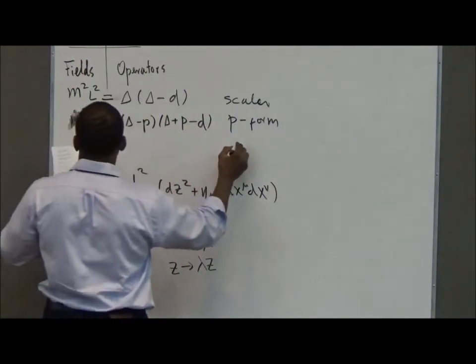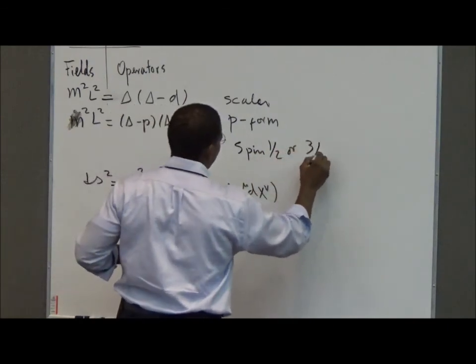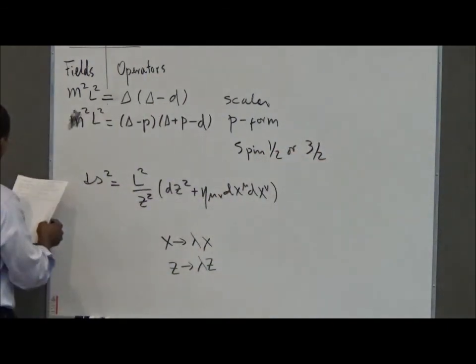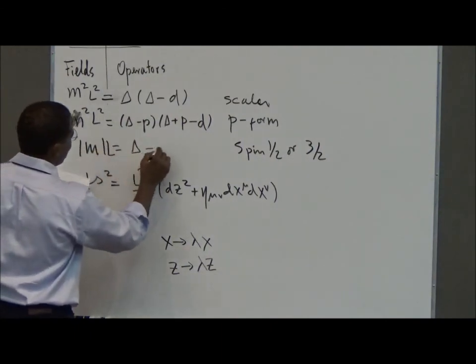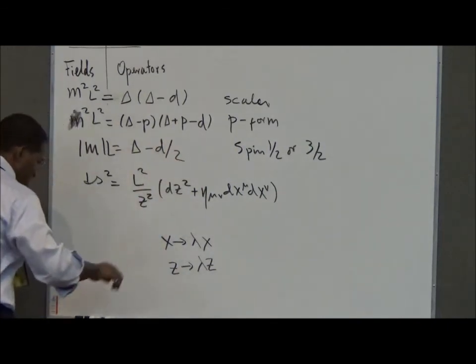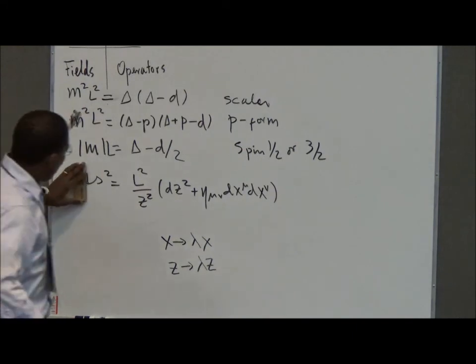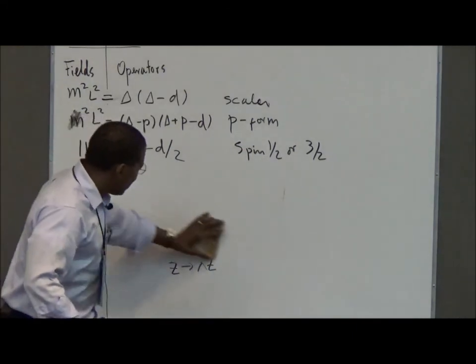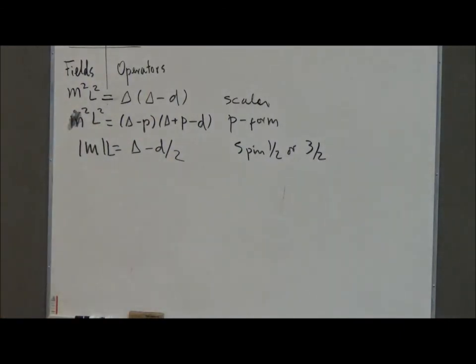And then for spin 1/2 or 3/2, the absolute value of m times L equals delta minus d over 2. And I can continue this list for whatever field. That's essentially part of building the AdS/CFT dictionary. Now, for every operator I have a field in the bulk, and moreover, the asymptotic value of that field determines for me what the operator is doing in the theory.